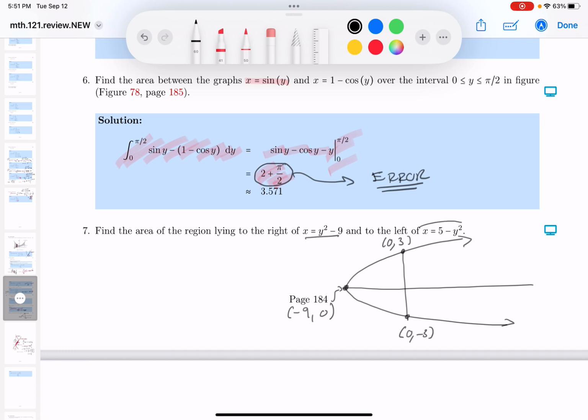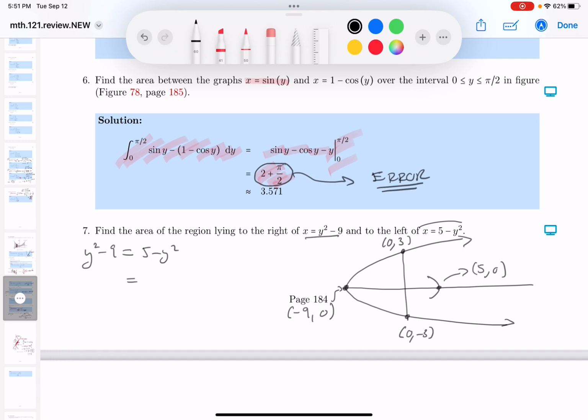Now I'm looking at the other one, and I know there's a 5 here, and it's opening the other direction now. So I know this is going to be opening like this, but I wonder where they intersect. All right, so this point over here is going to be 5, 0. Now for me to get them to intersect, I got to set them equal to one another. So y squared minus 9 would be equal to 5 minus y squared. Kind of looks nasty, doesn't it? Let's go through it. And what do you get there?